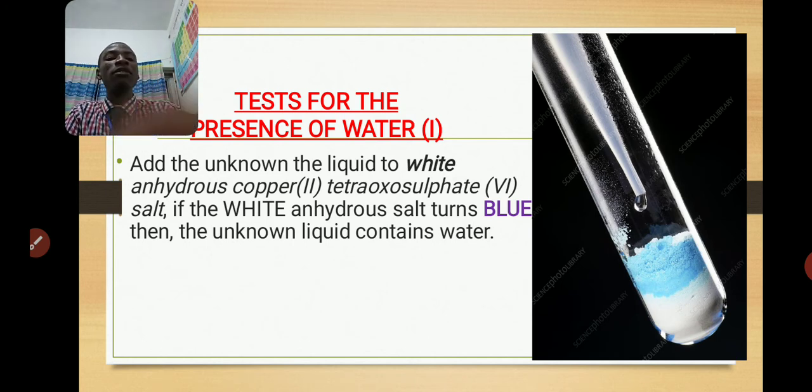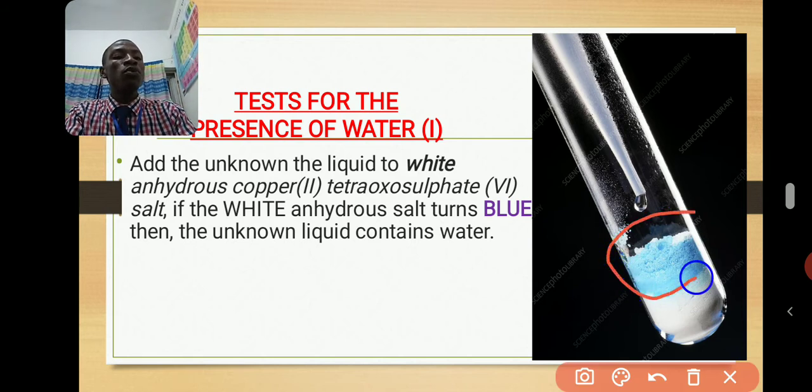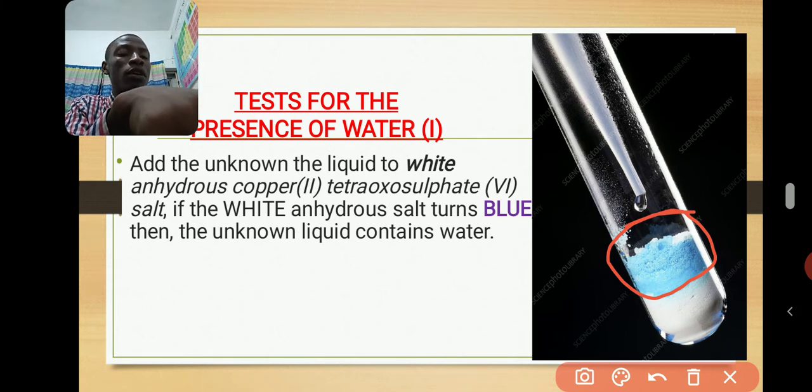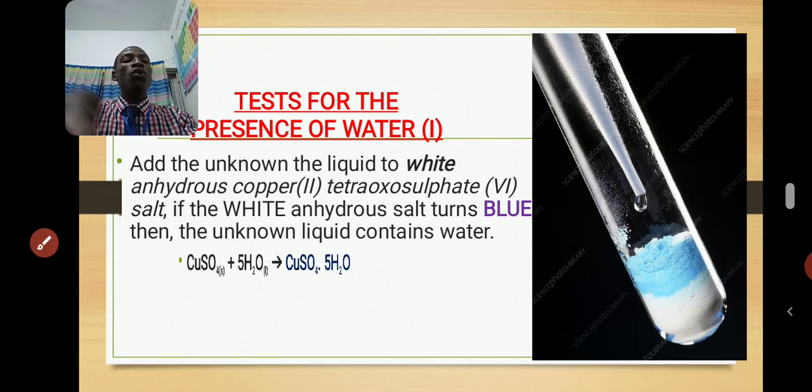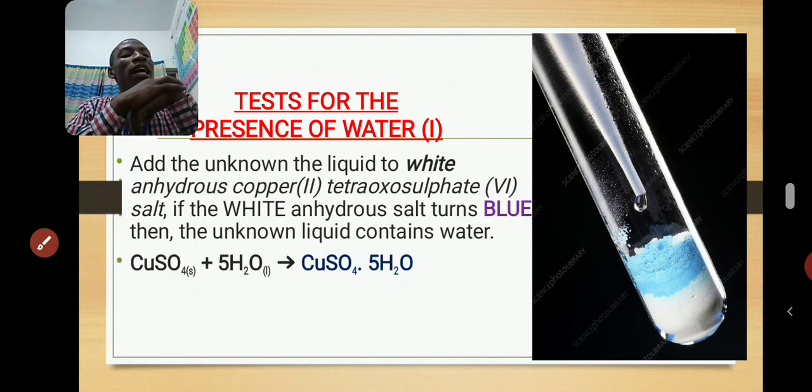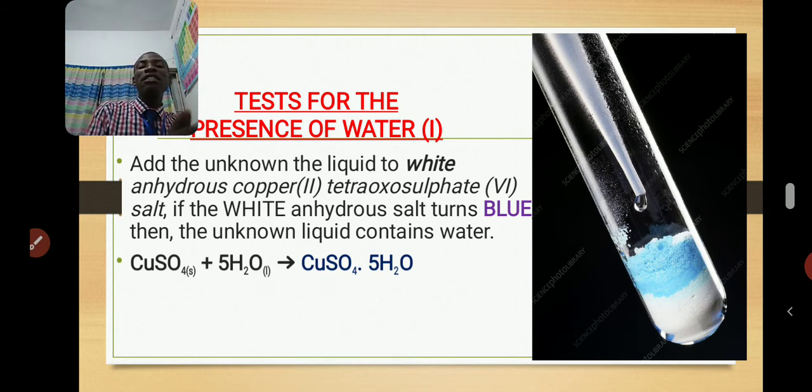So you can see this blue substance now, that's where water touches, it's going to turn blue, but initially it is white. So that's how you use copper sulfate to test for the presence of water. So when you add water to that white anhydrous copper sulfate, anhydrous means no water of crystallization, then when you now add water there, it turns blue.